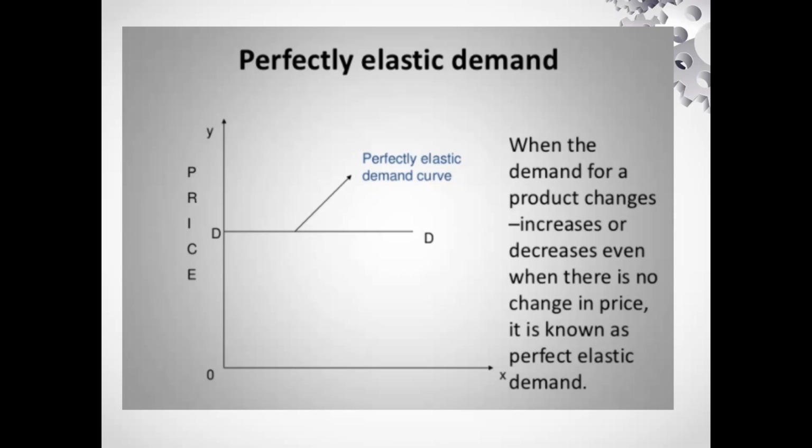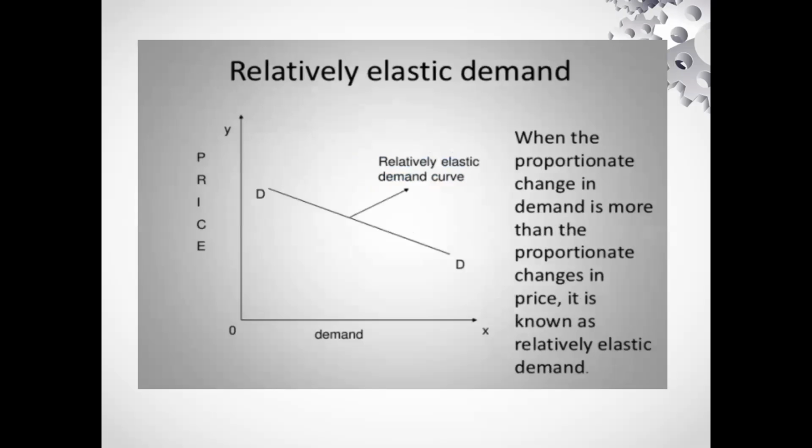for your product. See, I may have my own price for my product, but my competitor's product may have some discount or offers. So suddenly my customers will shift to my competitor's product. So this may be the reason for having perfectly elastic demand. And next is relatively elastic demand.